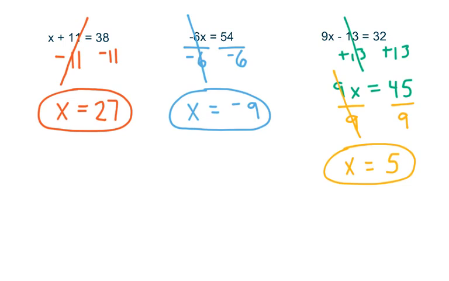Here we looked at 3 different types of problems. We used the addition property of equality, the multiplication property of equality, and then we put them together in one problem to be able to solve it. When we're solving it, we're looking to get the variable by itself on one side of the equal sign, and then the number on the other side is our solution.